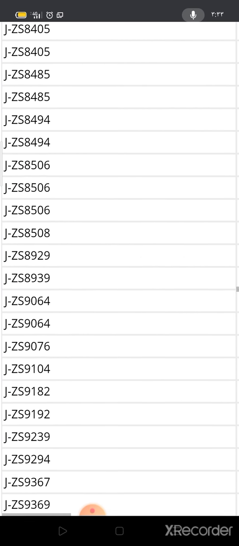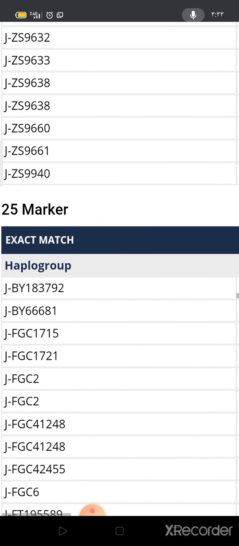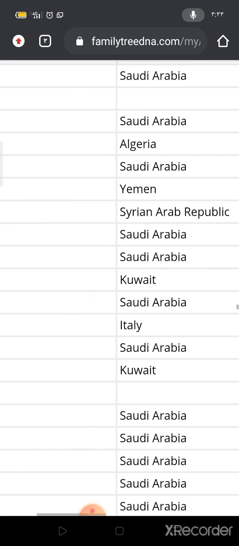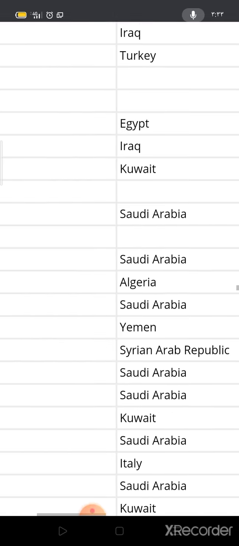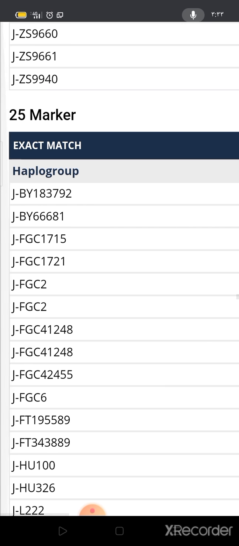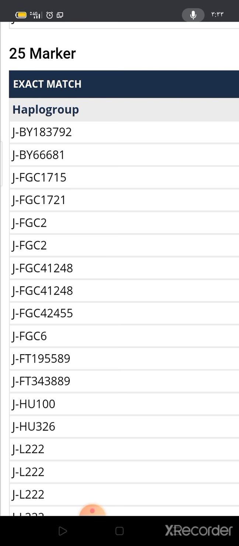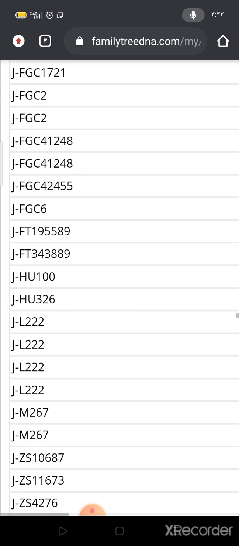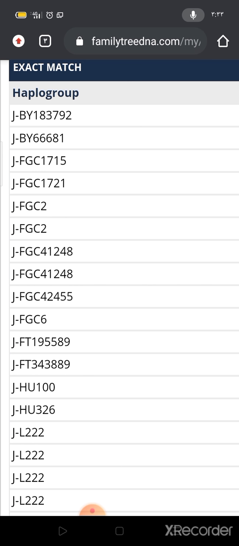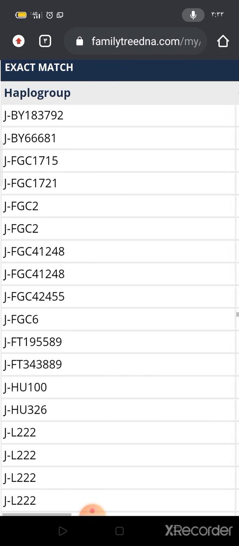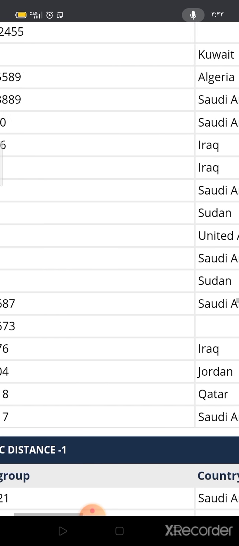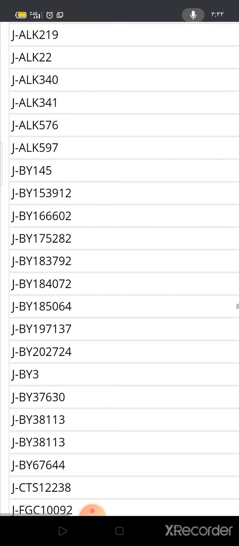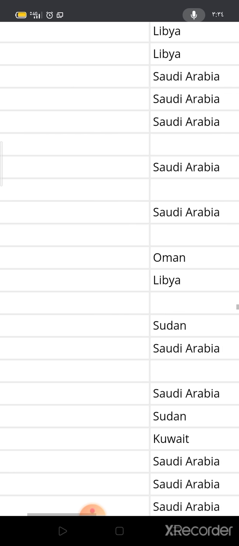All of these are for Arab people. It's from the haplogroup J1. You can see here Saudi Arabia, Algeria, Saudi Arabia, Kuwait, Egypt, Iraq. Haplogroup, yeah, okay. 25 markers, exact match. See here, the number is decreasing now because it will take only the branches which are closer to you. Genetic distance 1. BY3, this is my branch, Sudan.